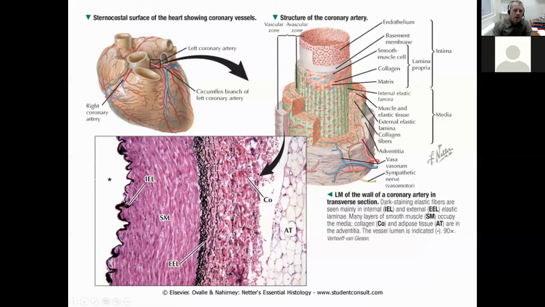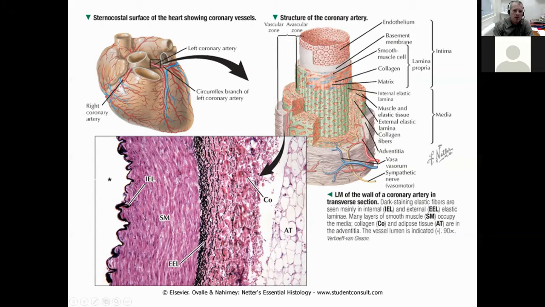Okay, some blood vessels are really special, such as coronary vessels. This shows you one of the major branches of coronary arteries. They are pretty much elastic. The black fibers here are elastin, but technically they are muscular arteries, still with a sufficient presence of elastin, not in the media, but here is the internal elastic membrane and the external elastic membrane, very well defined.